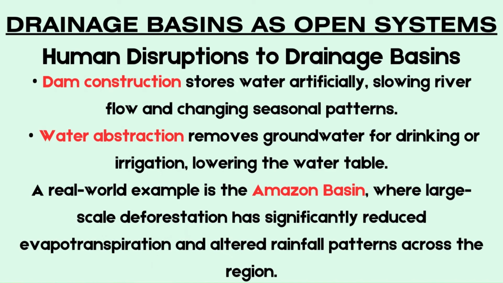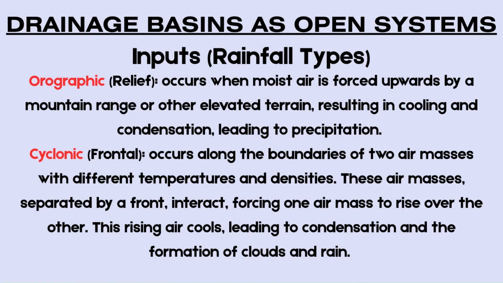A famous example of human impact on a drainage basin is the Amazon basin. Here, large-scale deforestation has altered natural water flow, changed precipitation patterns, and impacted the water cycle both locally and globally. Water enters the drainage basin by precipitation.